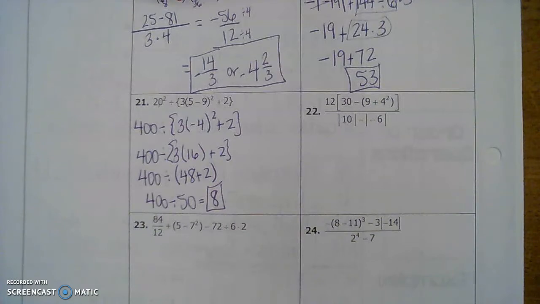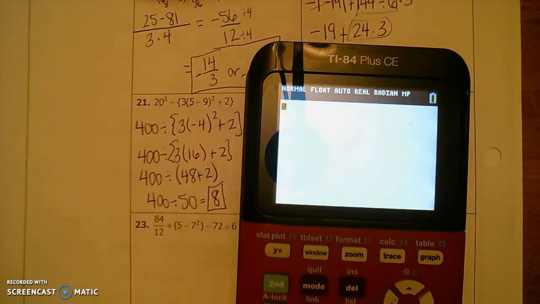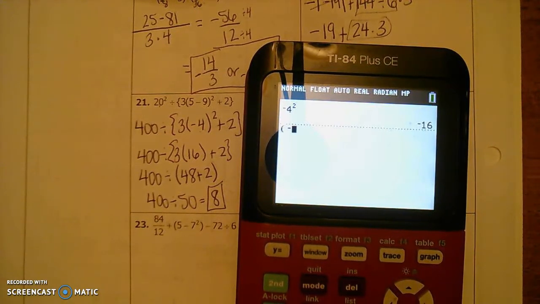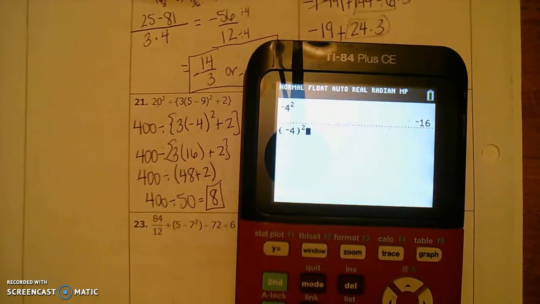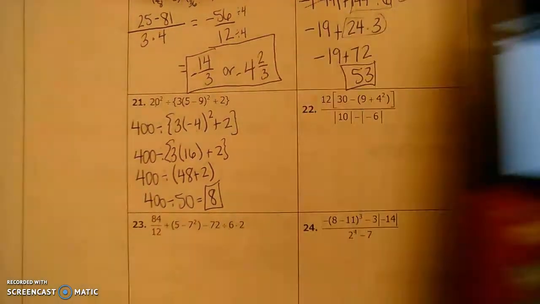Again, it's really important to notice whether your negative numbers are inside the parentheses. So if you type in negative 4 squared, you're going to get negative 16. If you do negative 4 in parentheses squared like you were supposed to, you would get positive 16. So you need to make sure you know the difference if you are using your calculator.